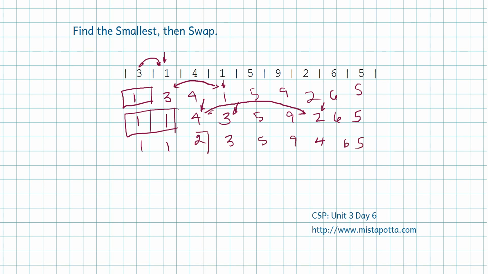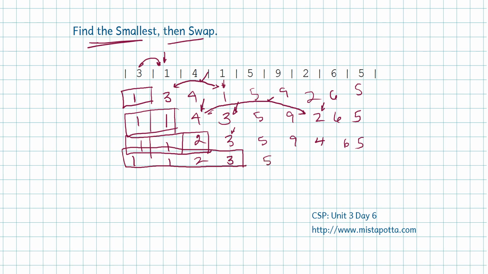Now at this point, my first 3 numbers are in order. The key here is that I'm going to find the smallest and then swap. And notice that I'm only doing one swap per pass. The next time I swap, I'm going to need to keep this 3 because this is the smallest number, and it's actually going to stay. So these are my smallest numbers.